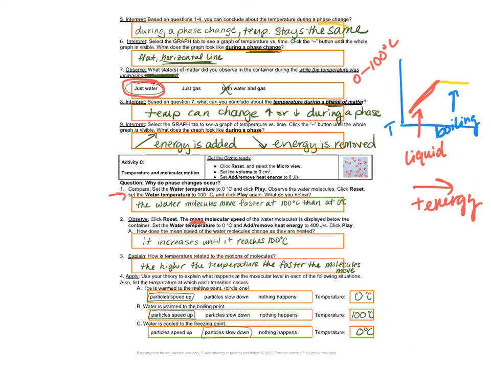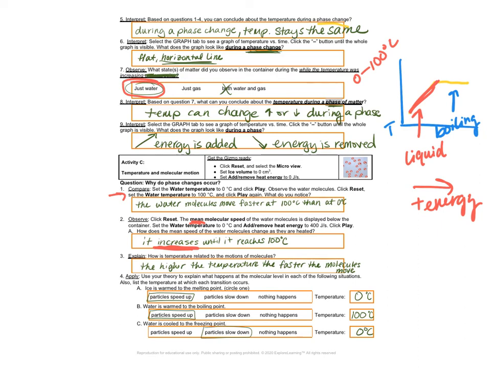Set the water temperature to 0 degrees and add energy at 400 joules per second. Click play. How does the average speed of the water molecules change as they are heated? So the average speed is going to increase while we are adding energy until it gets to 100, and then that's during a phase change, and then it stays steady at whatever speed they were moving. But it's going to increase.